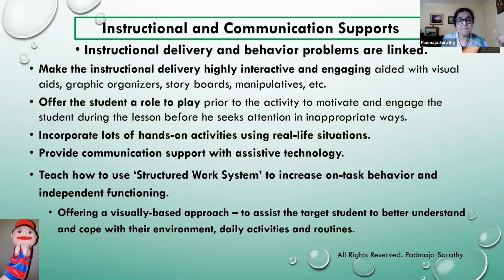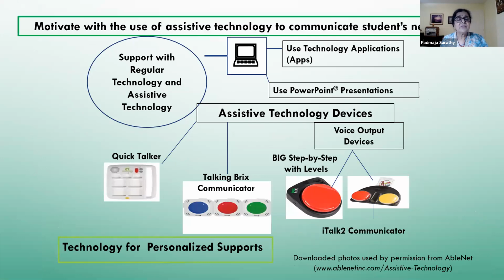Offering a visually based approach. That's what the structured work system is. And then using things like puppets with younger children. And this is particularly appropriate for this particular student in the 2nd grade special education classroom. And these are a variety of assistive technology tools that can be used. Several of these assistive technology tools are available from AbleNet.